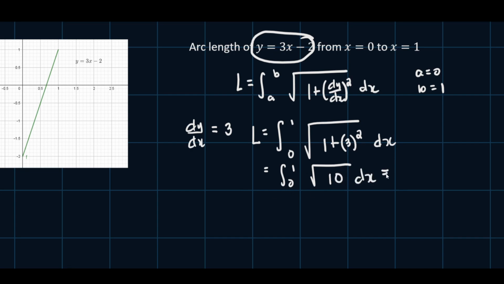Apply FTC2. So, applying FTC2, we have square root of 10x from 0 to 1. This gives us square root of 10. Now, since this asks for the length, ang unit of measure natin ay units.